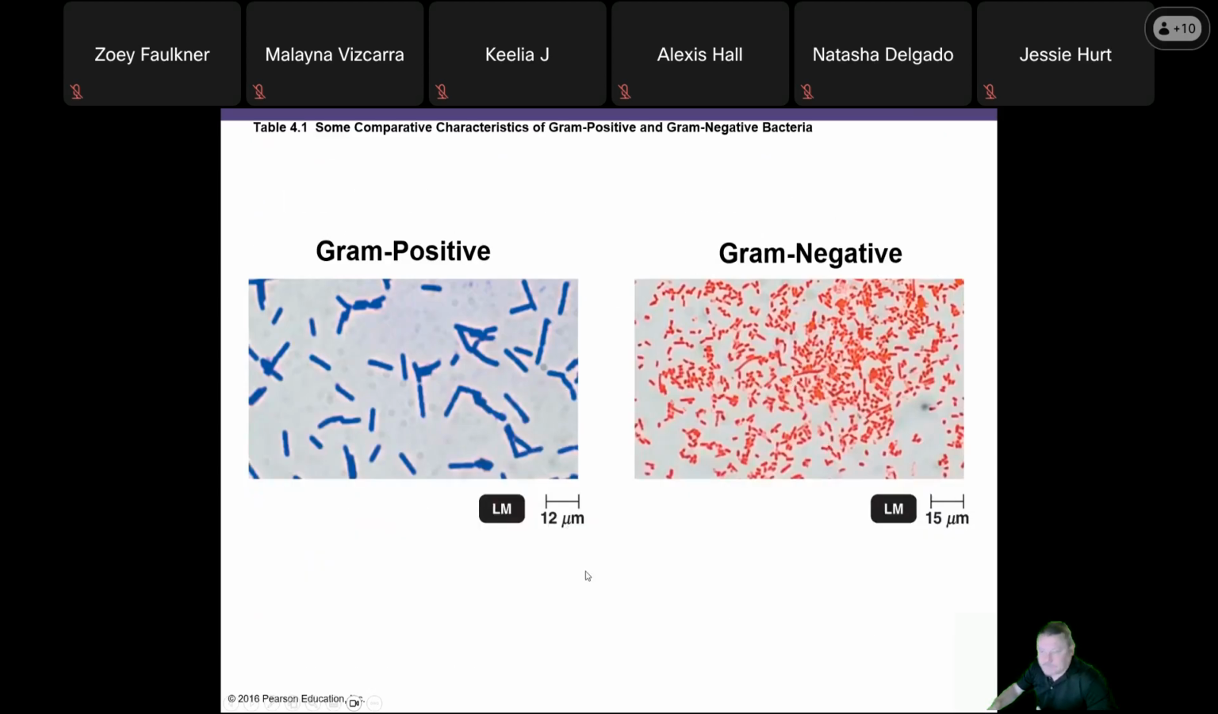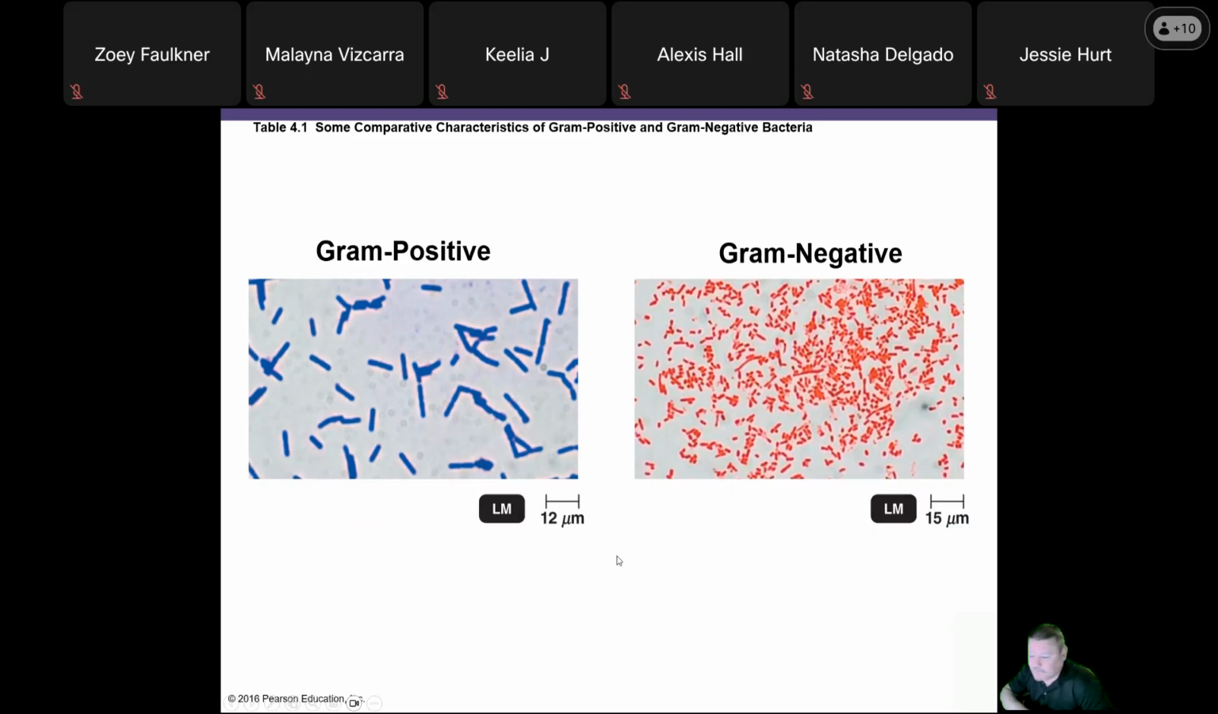Now, depending on how good you are and how long you leave these things on, you should get some good results where all your cells are purple or all your cells are pink. If you don't do the technique correctly and you leave things on, especially the alcohol, too long, you'll wash out a lot of the stain and you won't see the gram-positive like you're supposed to, all right? So be very careful with the timing.